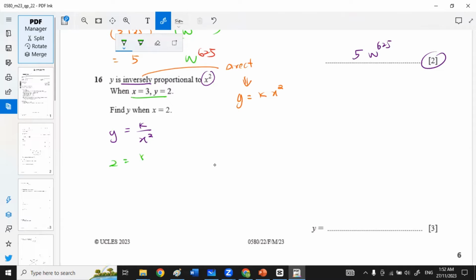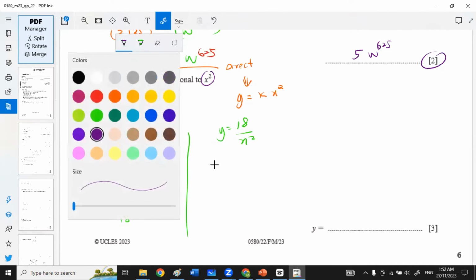So 2 equals k over 3 squared. So 2 equals k over 9. So your k is equal to 2 times 9, which is equal to 18. Okay, so you get the formula y equals 18 over x squared. Okay, now you can answer the question. Find y when x equals 2.